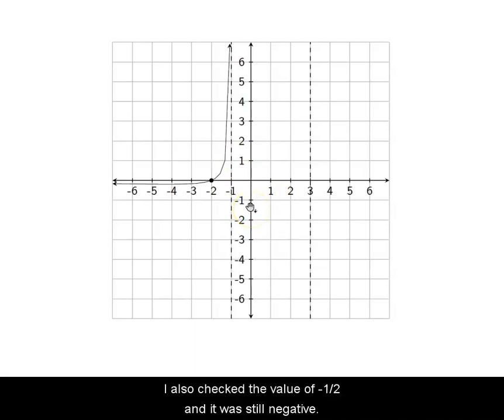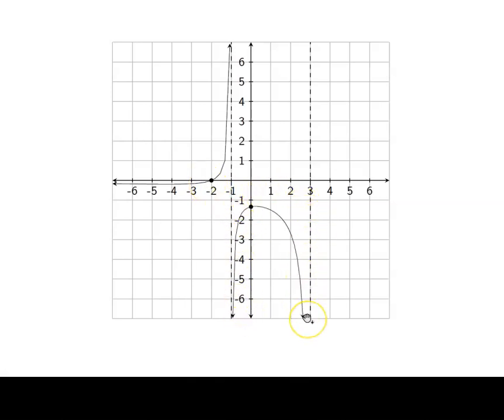Okay. Here, I know that I have a negative value out. I also checked the value of -1/2 and it was still negative. Okay. And I know that then it has to go to -infinity because it can't touch this line, but I can get very, very close, right? And as I go this way, it has to do the same thing. It has to get very close to x equals 3. It has to go towards -infinity because it never crosses this axis. So it can never go up, right? Because this is the only zero. So here it should be somewhat of a U shape.